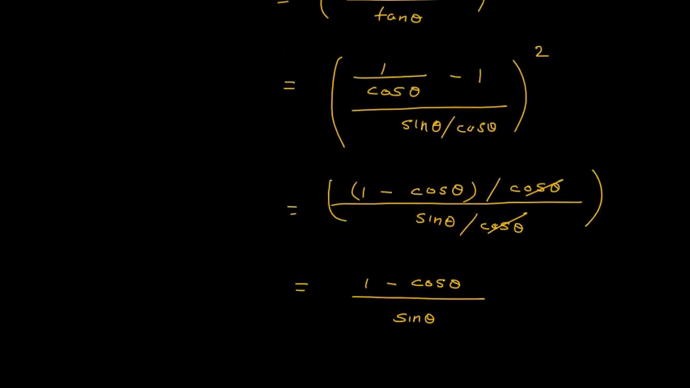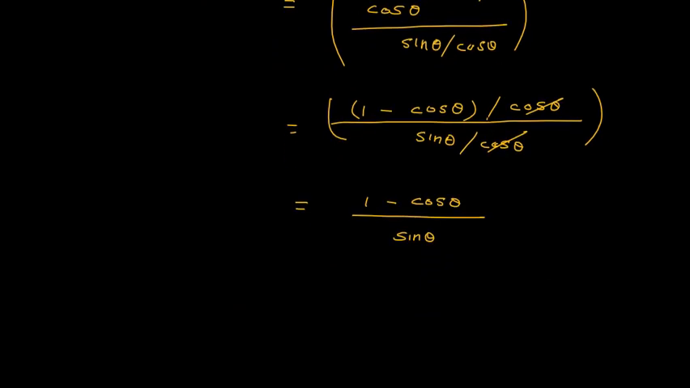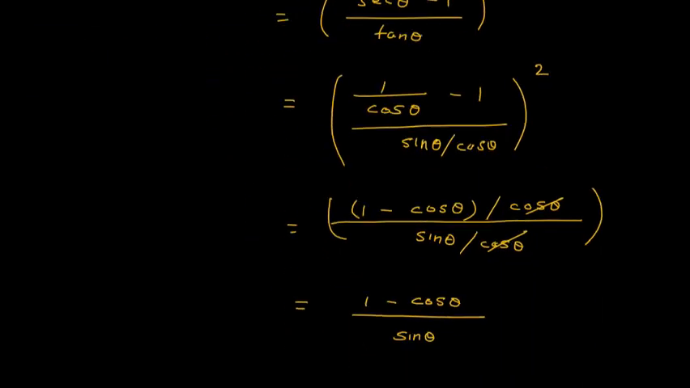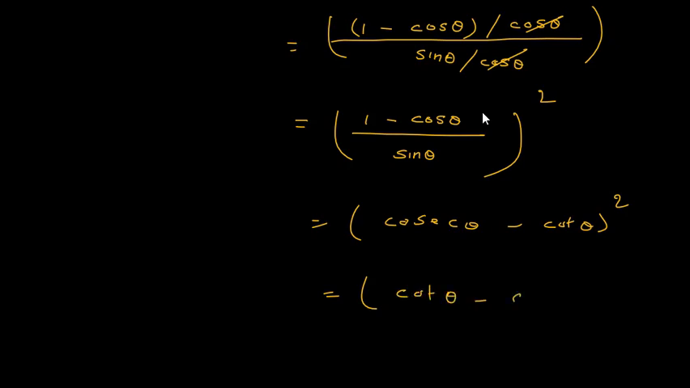So we have to prove cot theta minus cosec theta. Now you can say that 1 upon sin is cosec theta minus cos upon sin is cot theta, the whole square. But a minus b the whole square is the same as b minus a the whole square. So you can say that this is cot theta minus cosec theta the whole square. When we have a square term, a minus b or b minus a, you are doing square, so you are going to get the same term. So hence proved.